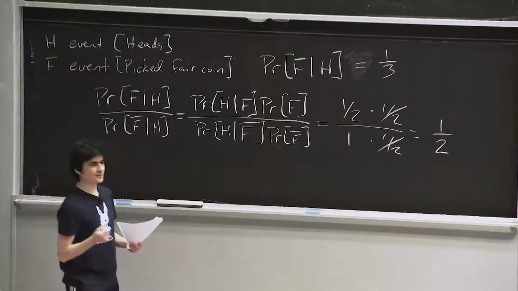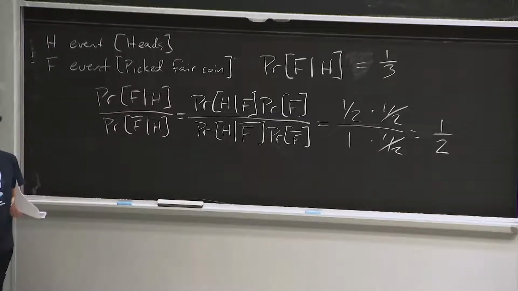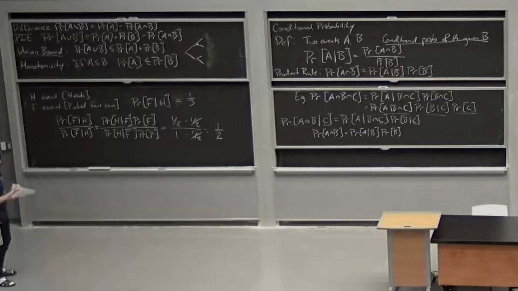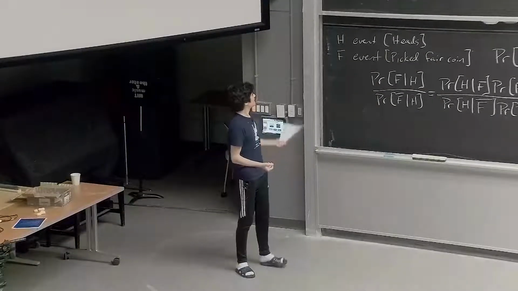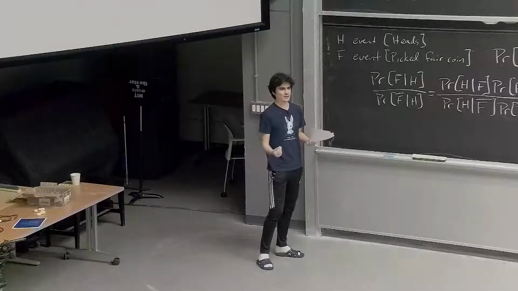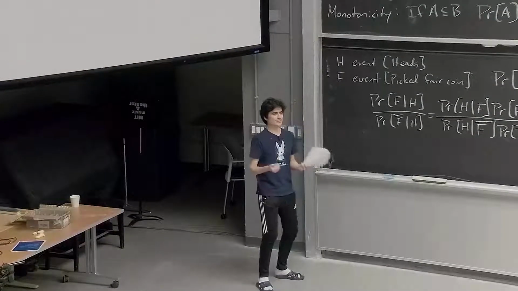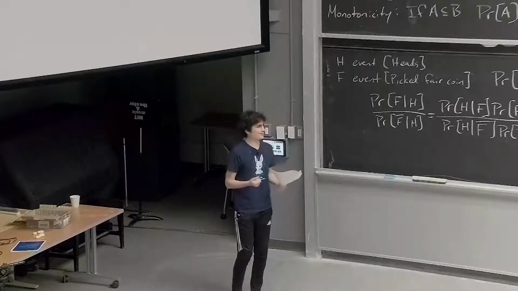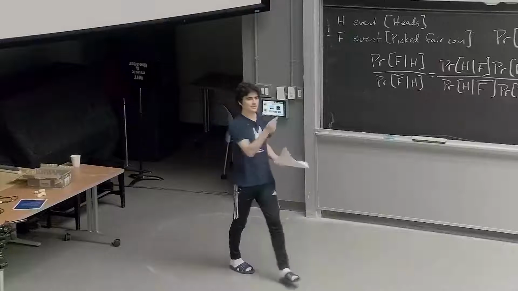So H and F are events. They're not numbers exactly. H is the event that, whichever coin I flipped, I got a heads on it. And F is the event that the coin I picked was the fair one. So they're not really numbers. They're just sets of outcomes that could have happened. Okay?